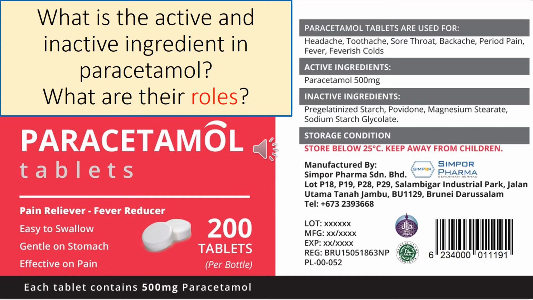So for example, pre-gelatinized starch, the function is that it can easily dissolve the tablet in cold water. Povidone is there to act as a tablet binder. Magnesium stearate is to prevent the individual capsule from sticking to each other. And sodium starch glycolate is there to absorb water rapidly. And they are also used as suspending agent and also as a gelling agent.